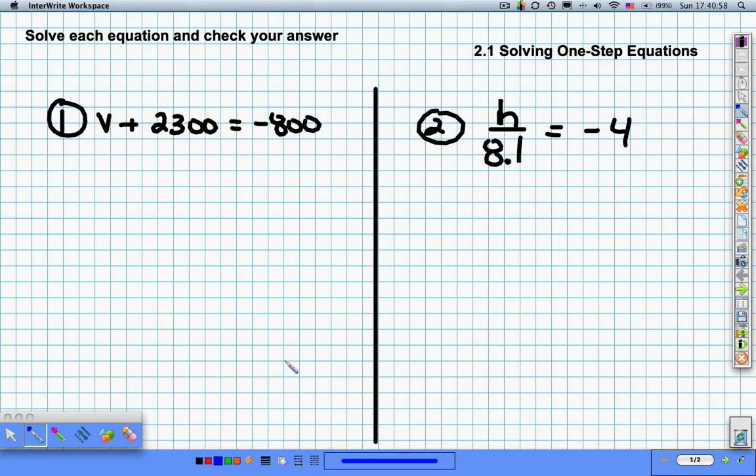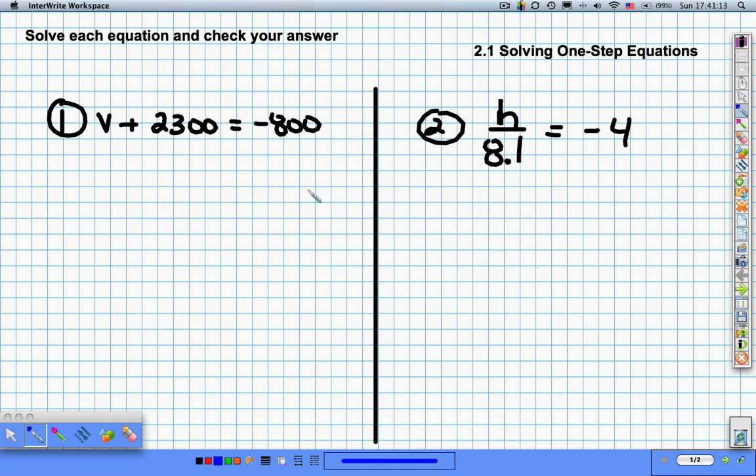In this tutorial, we're going to focus on section 2.1, which is solving one-step equations. For most of you, this should be a walk in the park. But just in case you're getting a little stuck or you forgot some of the basic rules, this tutorial is designed for you. So let's look at the first problem.